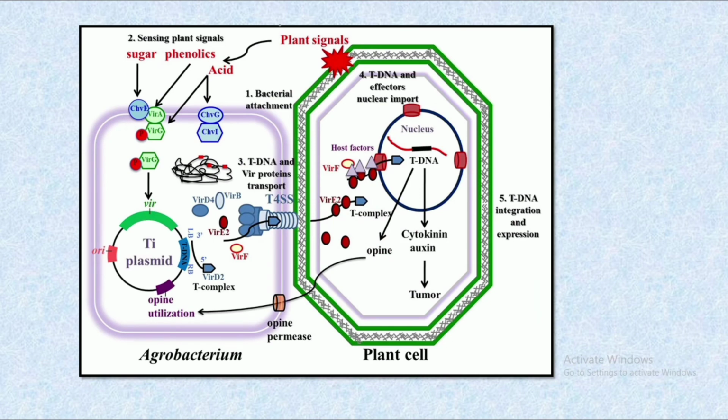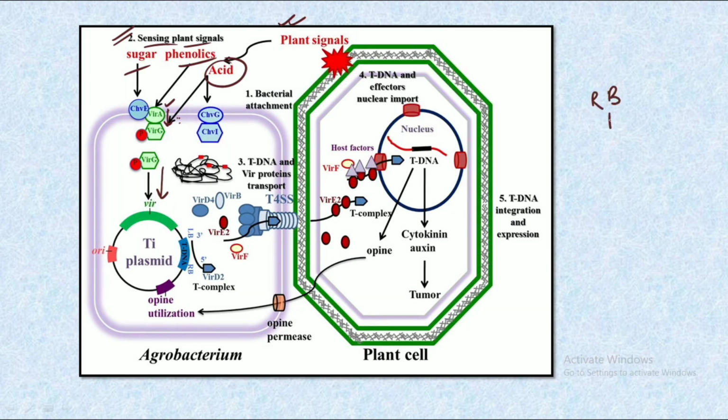See, we have the plant signals. There could be acids, phenolics or sugars, and there occurs sensing of these plant signals by the bacteria. The sensing is done with the help of VIRA, which activates VIRG, and this VIRG now activates all the other virulence genes or virulence factors, and the various VIR proteins help in the complete process.